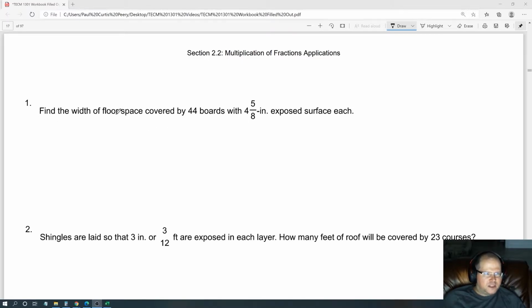All right, so find the width of floor space covered by 44 boards with a 4 and 5/8 inch exposed surface each. Because we're trying to find the floor space covered, we're going to multiply the 44 boards by the amount that they cover, which is the 4 and 5/8. Now there's actually a couple of ways of doing this. One is you can do everything purely by fraction.